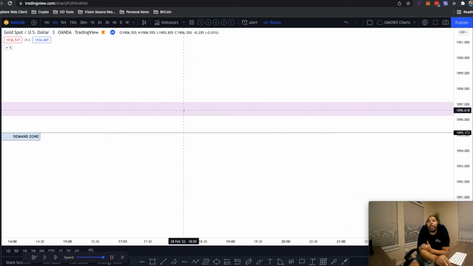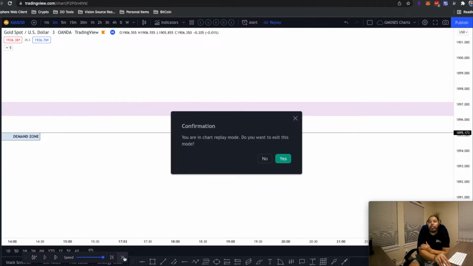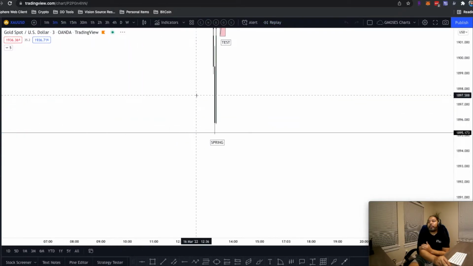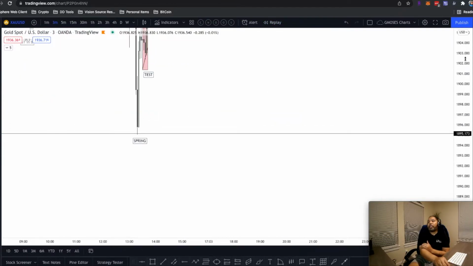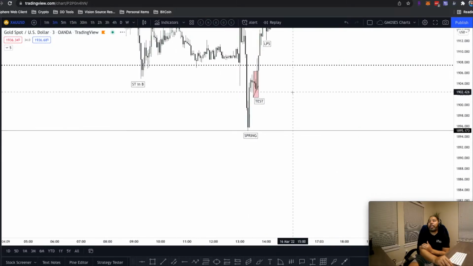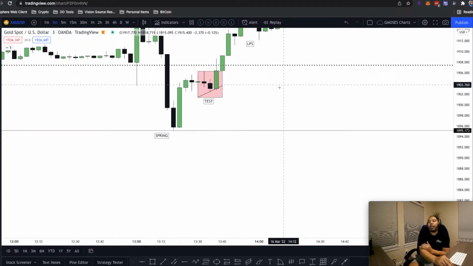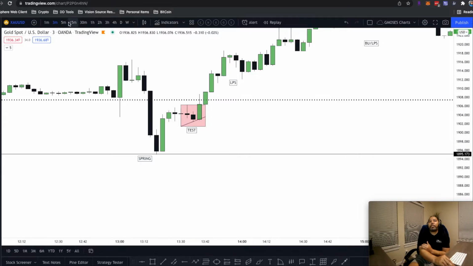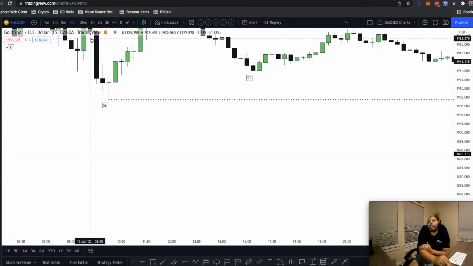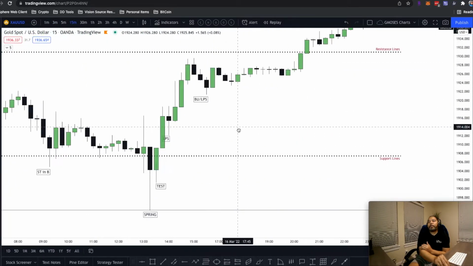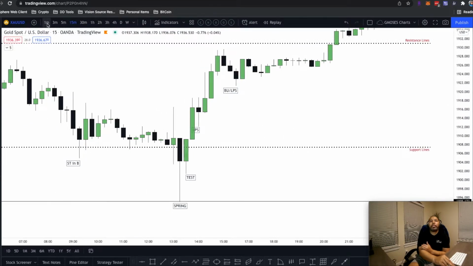Okay, so now let's go back over there to price. Let's stop the bar replay. And let's go back over there to price and look at this. And this is actually a trade that I actually took. So let's break this thing down. Let's go to the 15-minute. If you guys look at this, no, I'm sorry. Let's go back to the 1-minute.